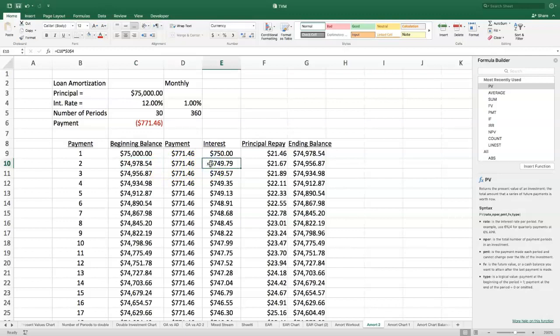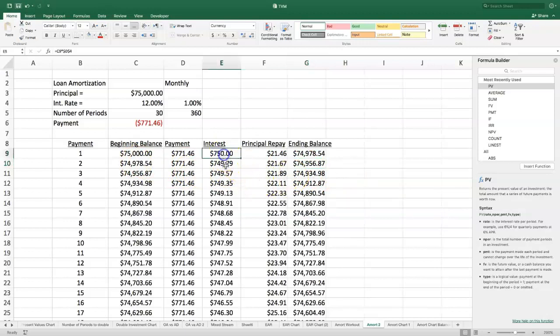So for the second payment, the interest is 1% of the beginning balance of $74,978. And again, I'm going to click on the equal sign here so that we can see the cells that are used. And then again, the amount of principal repayment is the amount of the payment, $771.46, less the amount that goes towards interest, or $21.67, and we now have a new ending balance. And then we'd repeat this process over and over again. The nice thing about Excel is once you've done it once, you can just copy and paste for however many periods you want to do.